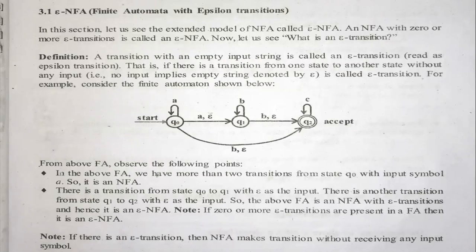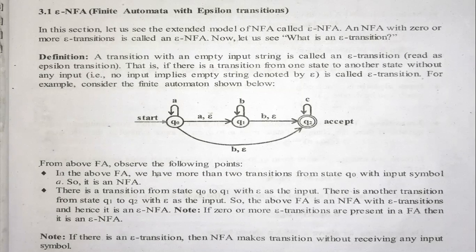From Q0 to Q1, we have a transition for A and also for epsilon. Then from Q0 to Q2, we have a direct arc labeled B, epsilon. And also from Q1 to Q2 with B, epsilon. Remember, the alphabet is A, B, C. Don't think that because we have a transition for epsilon, sigma also includes epsilon. Wrong. Epsilon is just an indication that without any input it will go to the next step.